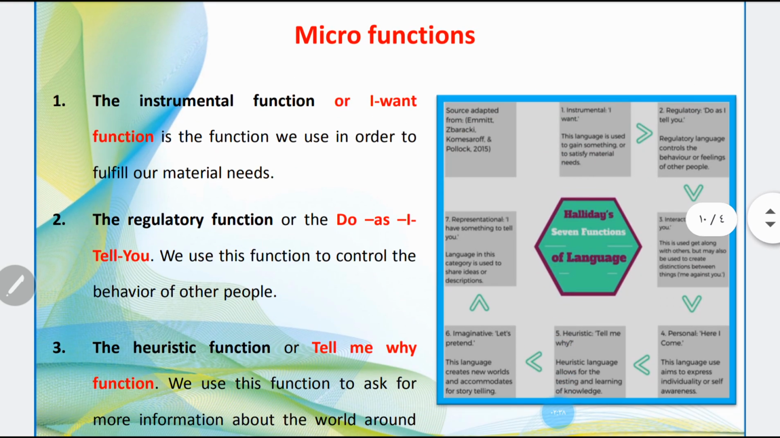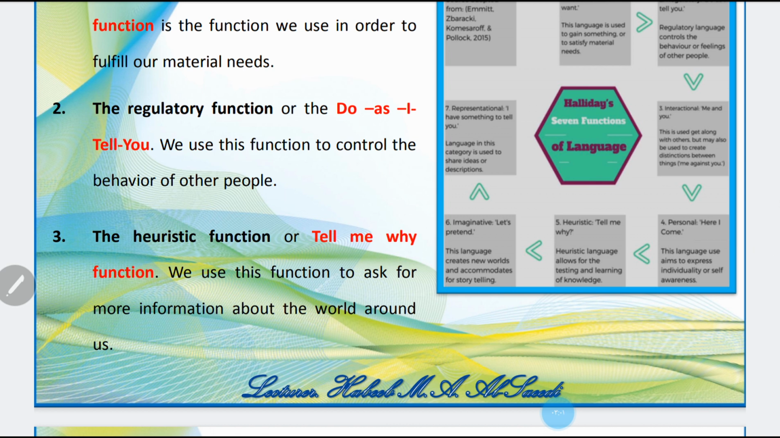Now we move to the micro functions. There are seven, and we will start with the instrumental function, the "I want" function. We use this function in order to fulfill our material needs, what we want to do, what we want to say. The regulatory function, or the "do as I tell you" function, we use this function to control the behavior of others. When we want to have an effect on or influence the other, we use the regulatory function.